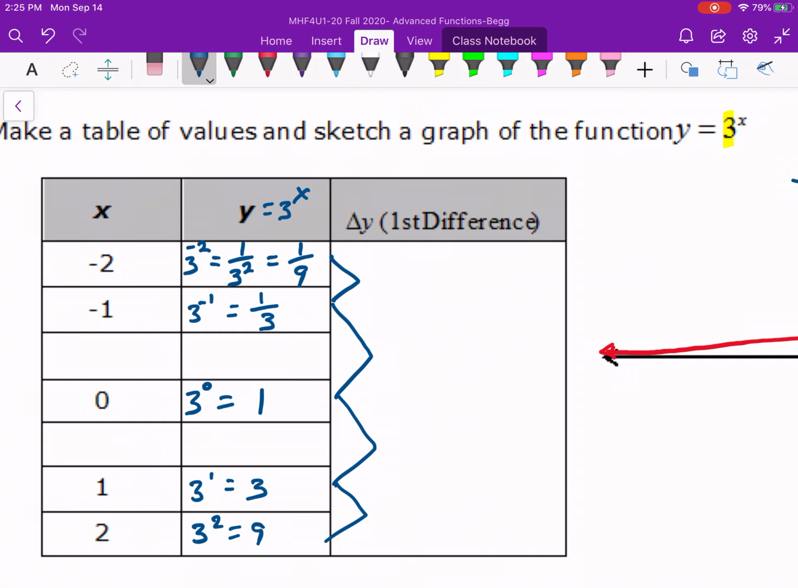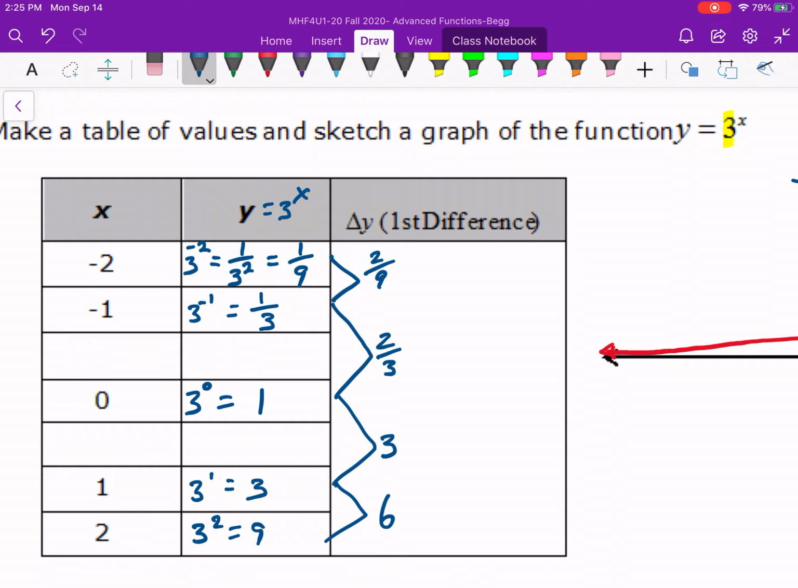So the difference here, well, 1/3 is the same as 3/9. So going from 1/9 to 3/9 means it's got a difference here of 2/9. And then going from 1/3 to 1, it's going up by 2/3. And then from 1 to 3, it's going up by a difference of 3. And then going from 3 up to 9 is a difference of 6.